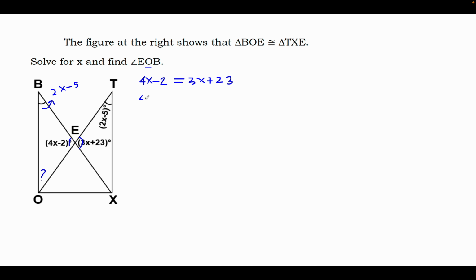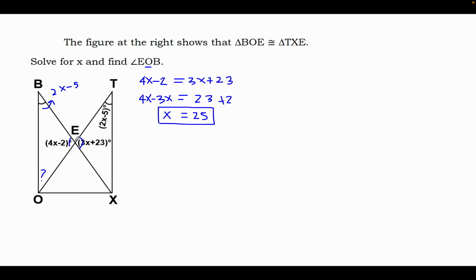Then, solve for x by combining like terms. Transpose 3x to the left, that becomes negative 3x. Then, transpose negative 2 to the right, that becomes positive 2. 4x minus 3x is simply x. Okay, meaning 4 minus 3 is 1. But we are no longer writing 1 as a numerical coefficient. So therefore, we can simply write it as x. And then 23 plus 2 is equal to 25. So we have now the value of x, which is equal to 25.